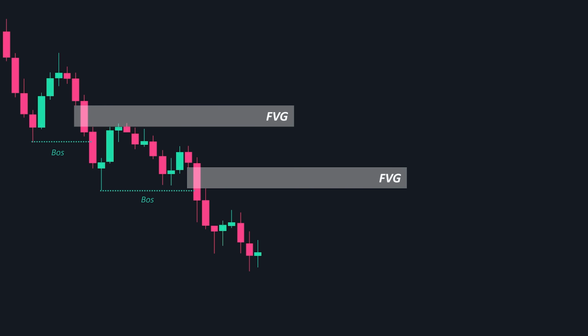Similarly, in a bearish setup, start on the higher time frame by identifying the trend. In this case, the market is making lower lows and lower highs. So, it's in a downtrend, and we are only interested in selling opportunities. Now, let's mark the fair value gaps as potential supply zones.